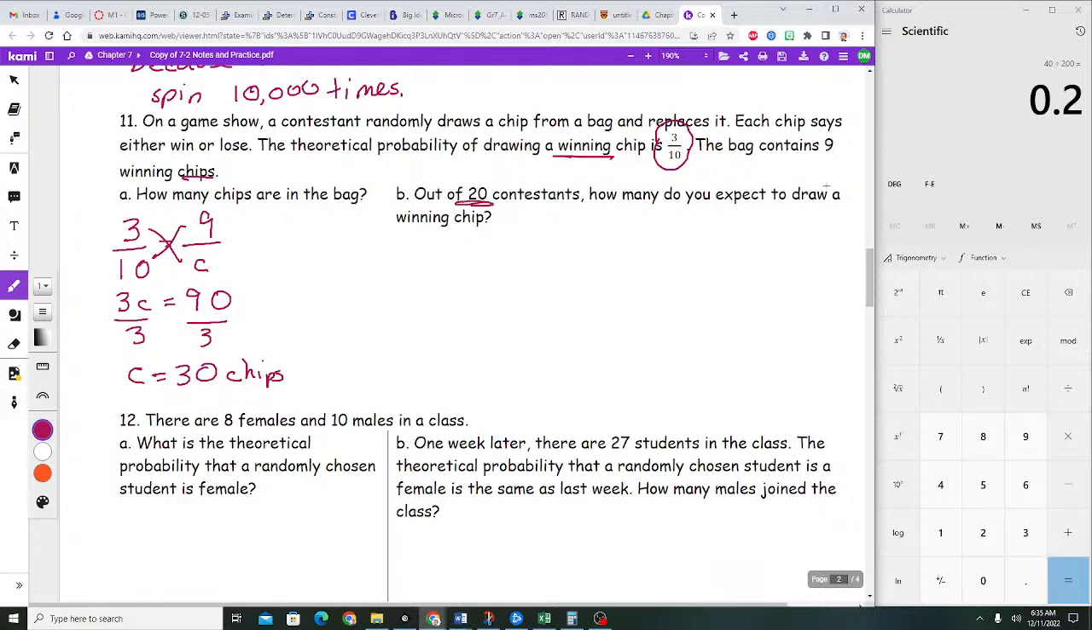Out of 20 contestants, how many do you expect to draw a winning chip? Well, we'll go 3 over 10 equals x over 20. Cross multiply, 10x equals 60. Divide both sides by 10, and x is 6. We would expect there to be 6 winners.